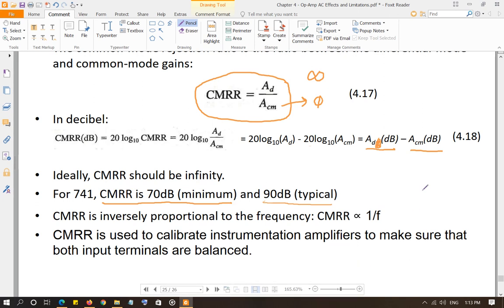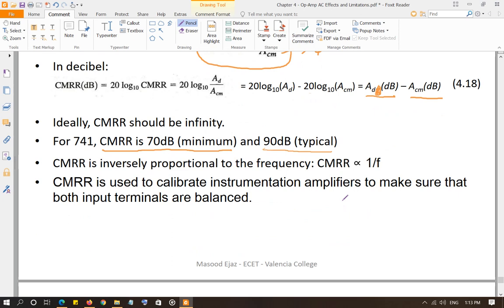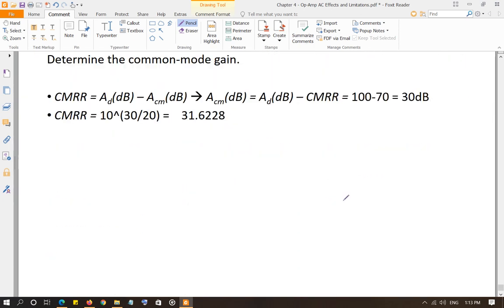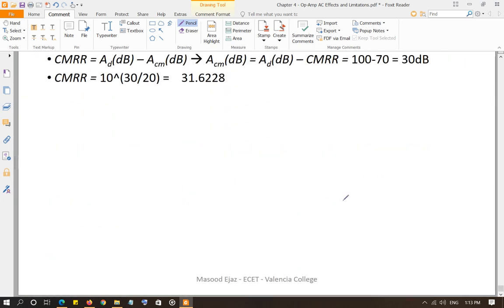But in any case, the performance of an operational amplifier is defined by how much it is going to reject the common mode. So the higher the value of CMRR, the better it is working as an operational amplifier. And then you have example 4.9, which is the last example that you can go over. It's pretty straightforward. And that concludes this chapter.